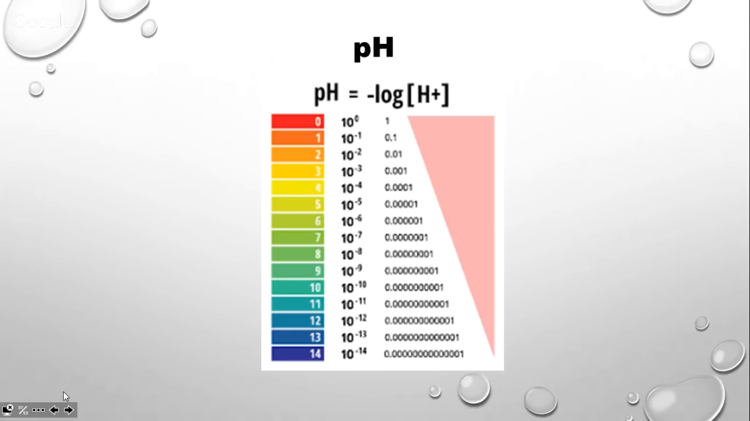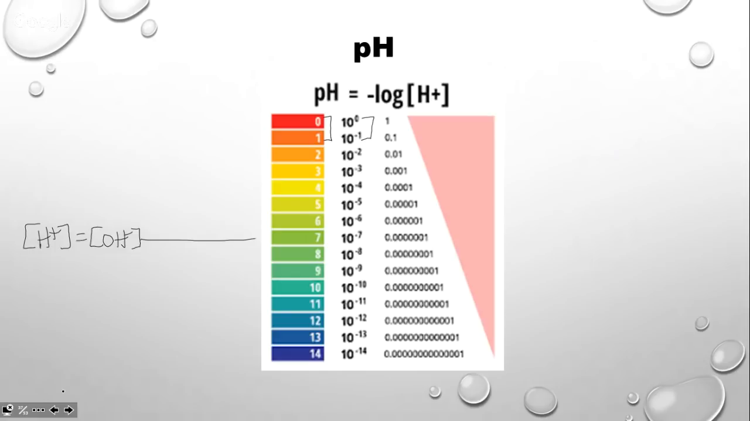Talk about the pH scale. Remember, it's a logarithmic scale. Remember, pH is negative log of H plus. Every number on the pH scale is a 10-fold change in H plus or OH minus. Remember that at neutral, the concentration of H plus is equal to the concentration of OH minus because they're always both there.